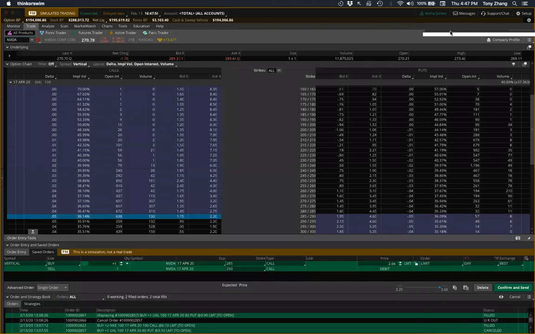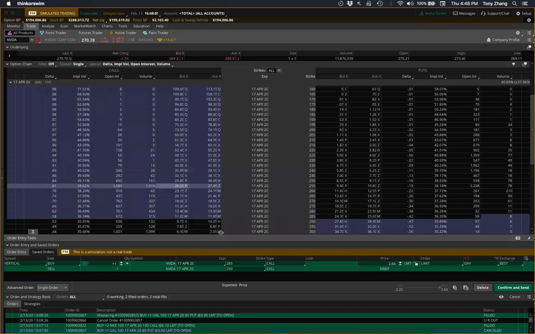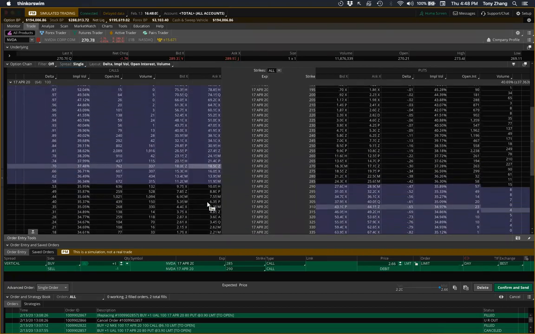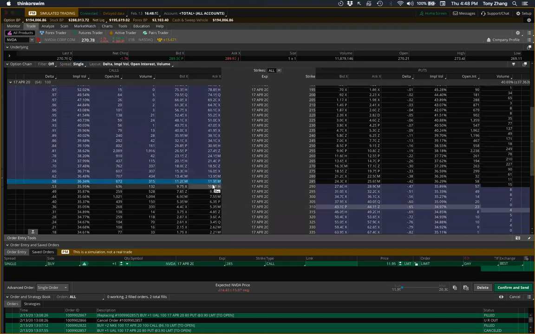So if I'm placing an order here, this is a vertical. Let's look at a single option instead. This makes a lot more sense. The 285 puts are trading at 11.20 by 11.95, so about a 75-cent spread. If I'm buying this option, the mid price that I want to buy for this particular call, the mid price is 11.95 and the mid price is $20.25.